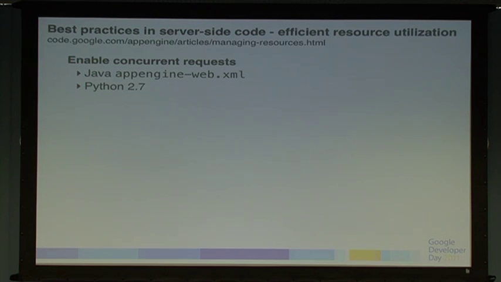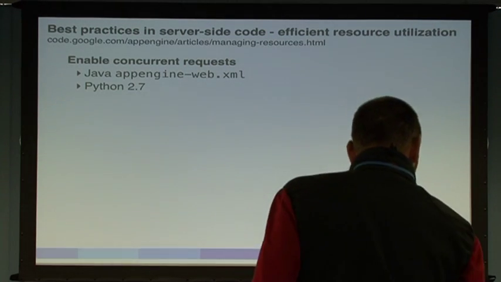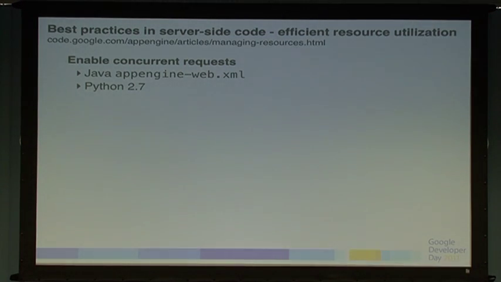One of the things I do want you to remember is to enable concurrent requests. They're off by default in Java applications. So if you're using Java, you have to go into your appengine-web.xml and turn on concurrent requests. Much more efficient. Just make sure your code is thread safe.